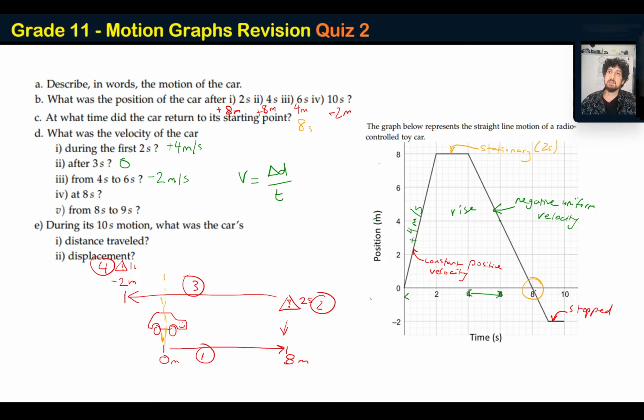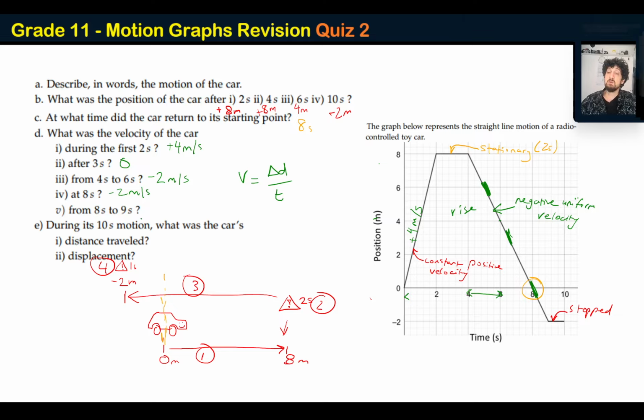What is it at 8 seconds? At 8 seconds, it's also the same slope. Don't be tricked. It's not 0. Remember, this is position time. So the slope is what we're interested in to find the speed. So that is here. That is the same as this, and it's the same as this. All of them are the same. It's still negative 2 meters per second.